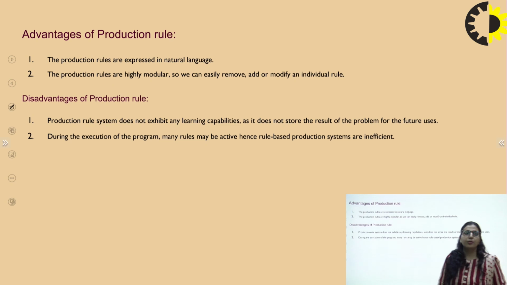So here are some of the advantages and disadvantages. Production rules are used to express knowledge in natural language. We can easily remove, add and modify an individual rule. It also has some disadvantages, that is limited learning capability.